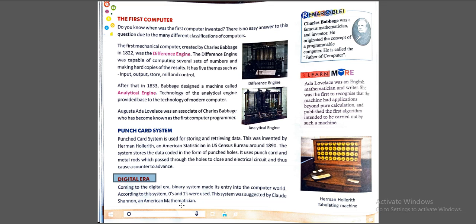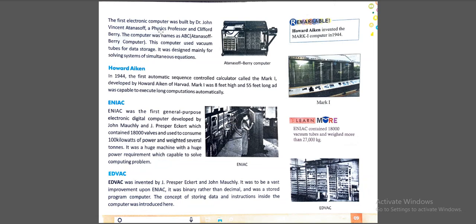The first electronic computer was built by Dr. John Vincent Atanasoff, a physics professor, and Clifford Berry. The computer was named ABC, which means the Atanasoff-Berry Computer.